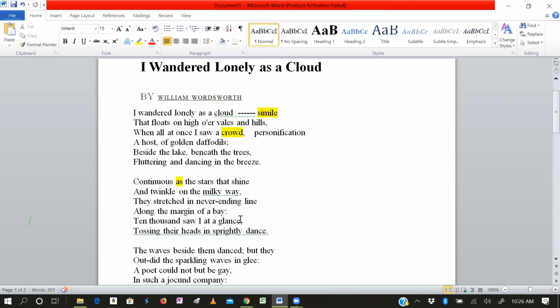Ten thousand saw I at a glance. Oh, 10,000. What are the numbers of the daffodils? The daffodils' numbers are 10,000s, tossing their heads in sprightly dance. In a glance means they are giving a brief look. When I just started to see them, at once in my vision, I saw 10,000s.